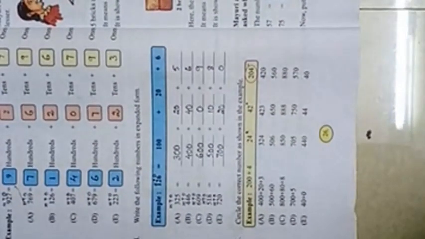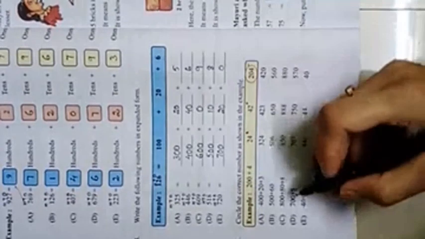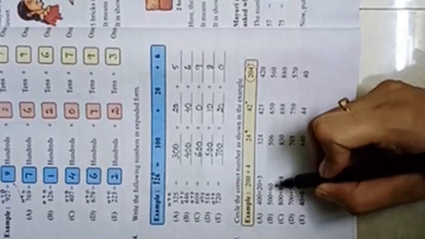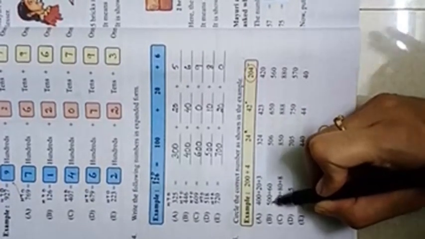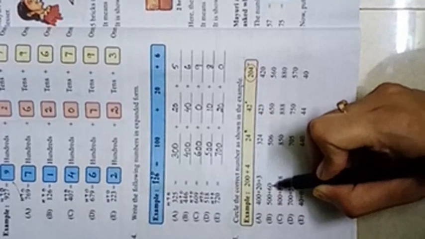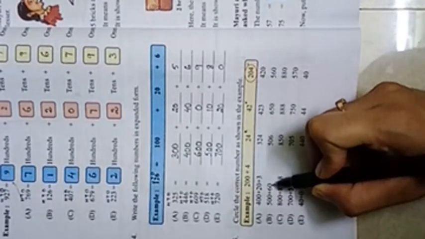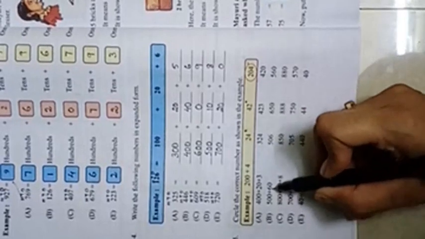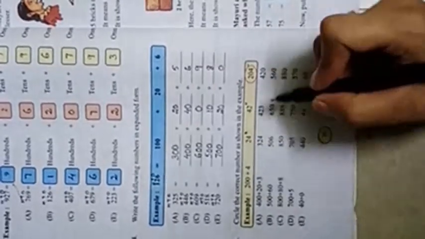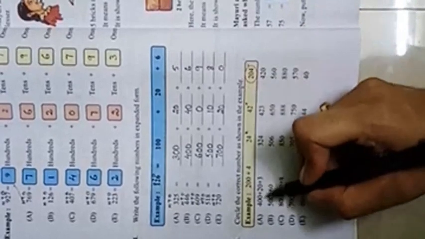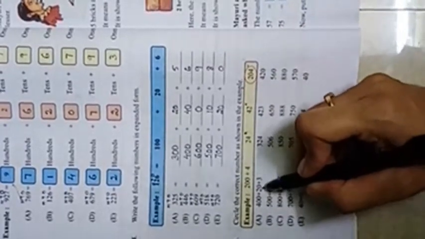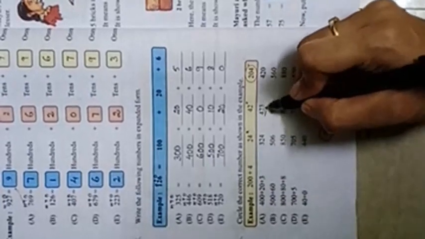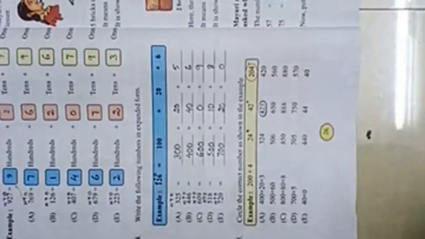Okay, it is also very easy, children. Here, observe carefully. If there is no tens place number, you should not add any number in the tens place. Observe carefully. Here, a 2-digit number means ones and tens. Here there is no ones place number. So 500 plus 60. Sorry, I did not circle the correct answer. Which is the correct answer, children? 400 plus 20 plus 3. 4, 2, 3. Where is 423? Yes, this is the right answer.